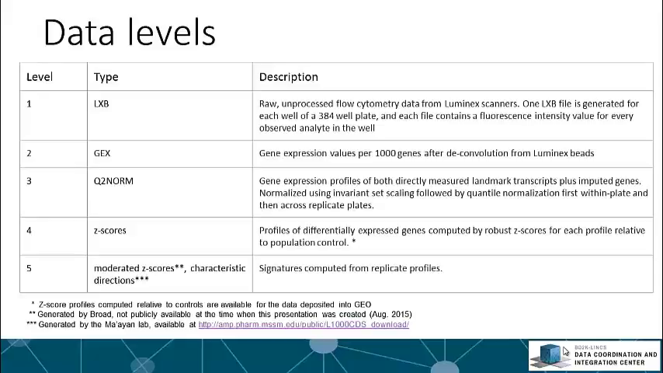Level 3 is the quantile normalized data, gene expression profiles, both directly measured landmark transcripts plus imputed genes, normalized using invariant set scaling followed by quantile normalization, first within plate and then across replicate plates, which means plates in the same batch. Level 4 are the Z-score data, profiles of differentially expressed genes computed by robust Z-scores for each profile relative to the population control. And level 5 are moderated Z-scores, which are computed in Broad and also characteristic direction by our lab. They are signatures computed from replicate profiles.